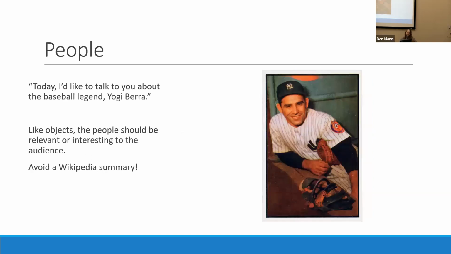People, right? So you might give a speech about a figure or person that's significant. If this is a person in your own life, you might check in with them ahead of time for permission, or you might situate and explain their relevance to the audience, right? So you might give a speech about the famous Yogi Berra, but avoid a Wikipedia summary. Again, Wikipedia is a good starting place, but should not be one of the sources that you use in your speech.